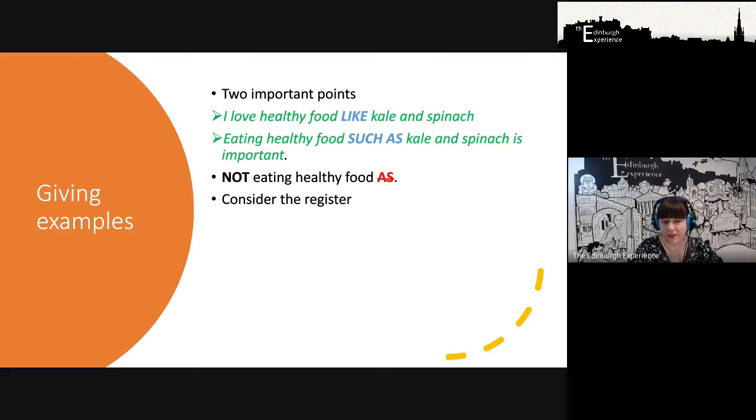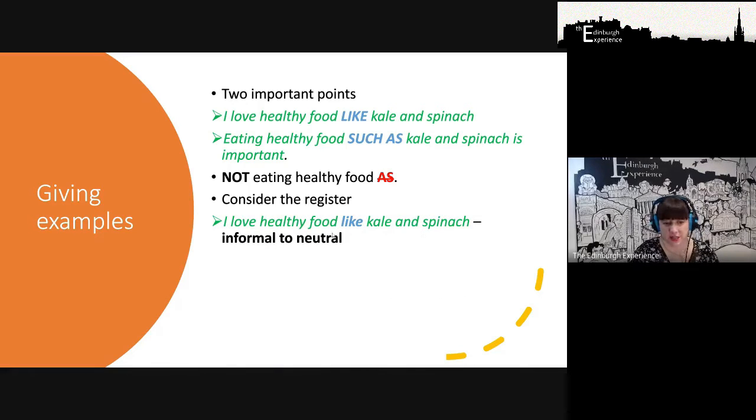Then we've got the word love here in that first sentence, which is more informal as well. And then, of course, the words that we've chosen to give our examples, okay? So if I changed those, if I said, I love healthy food such as kale and spinach, or eating healthy food like kale and spinach is important, in terms of meaning, that's not incorrect, okay? Because both of them are giving examples. However, it's not the best choice because of the register of the sentence we're working with, okay?